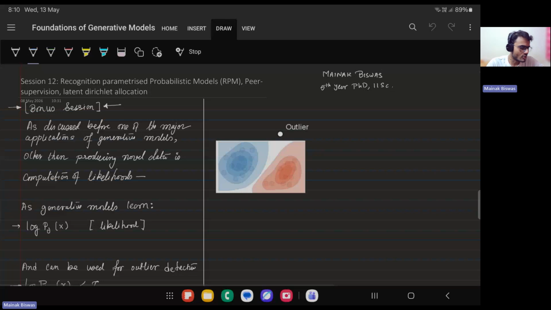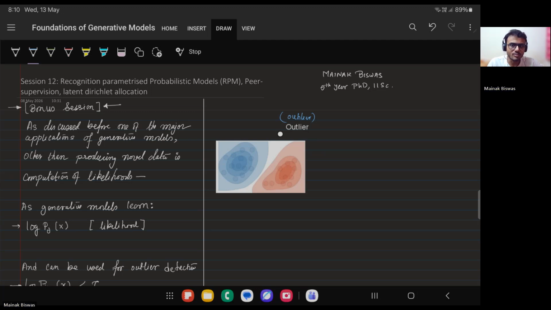Today's session will be a bit of an outlier, because we will do generative AI with models that do not require creating novel data, which do not need the ability to sample data.